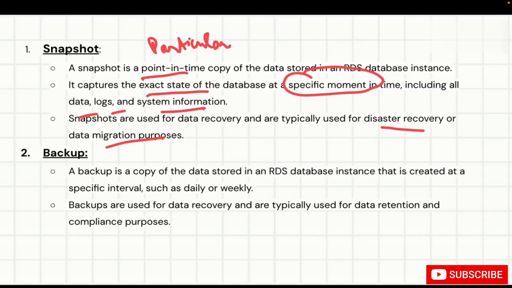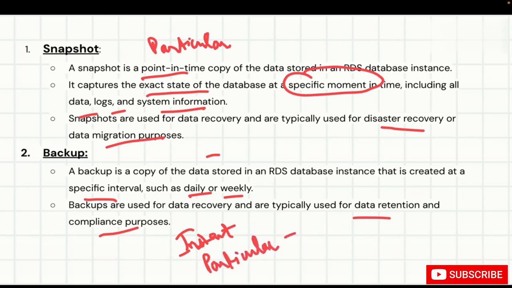Taking an example, when you have to migrate the data instantaneously, you take the snapshot in that situation. Whereas backups are a copy of data in an RDS instance that is created at a specific interval, let's say daily or weekly. So a backup is an automated process, like a cron job, taking place daily, weekly, or depending on the requirement. It is also used for data recovery, and for data retention and compliance purposes. So when you want an instant copy of a particular period of time, you are going to opt for the snapshot, whereas if it is a kind of cron job, then you are going to opt for the backup.